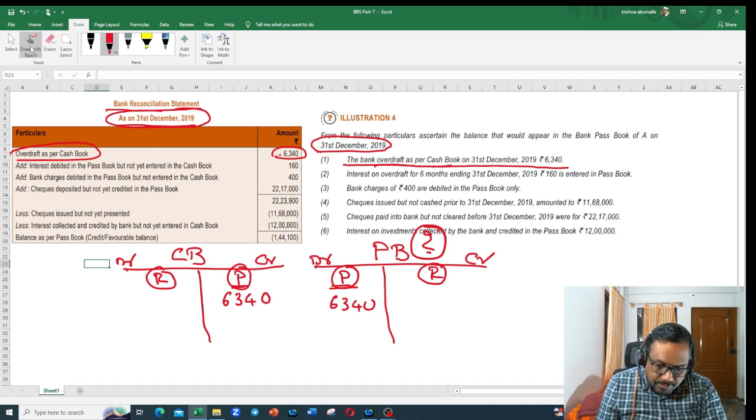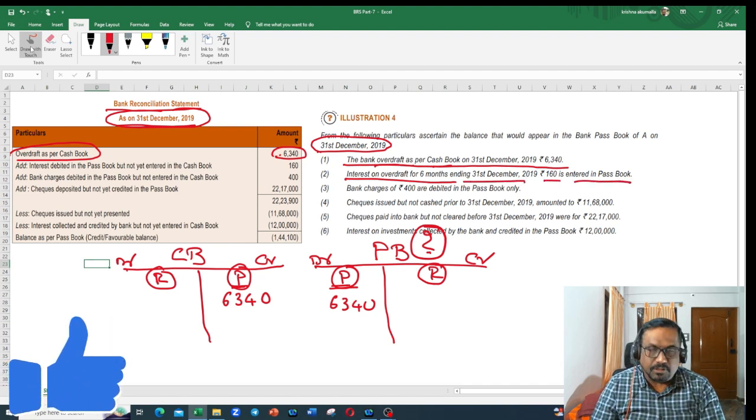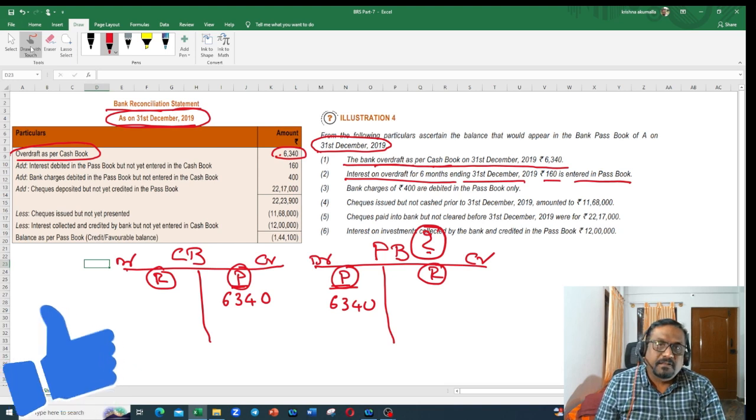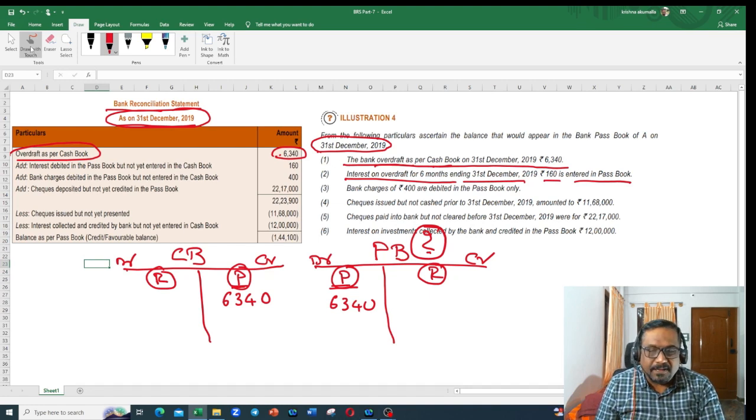Now, next point. Interest on overdraft for 6 months ending 31st December 2019, 160 entered in passbook. So interest on overdraft is debited in the passbook. Entered in passbook, he said. He didn't say debited in passbook. But where do we show that? Interest on overdraft, we have to pay. So that will come under the payment side. 160 rupees will come in the passbook payment side. Are you getting my point?